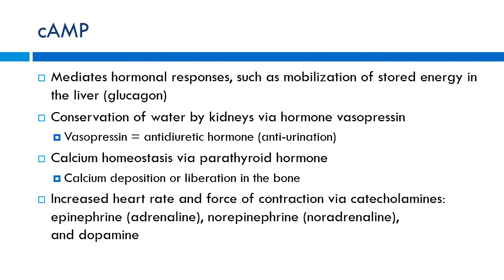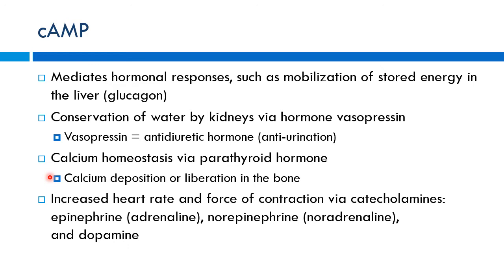Okay. So as I mentioned, it can mediate a lot of hormonal responses, so things like activating gluconeogenesis within the liver by glucagon. We'll see that vasopressin is going to be good as an anti-urination sort of hormone, so we're going to see that can actually retain water within the kidneys. We can look at things like calcium homeostasis via the parathyroid hormone, right? So what stimulates parathyroid hormone to be released? Low calcium or high calcium? Remember? Yeah, low calcium.